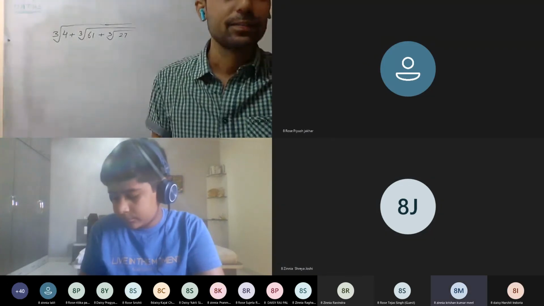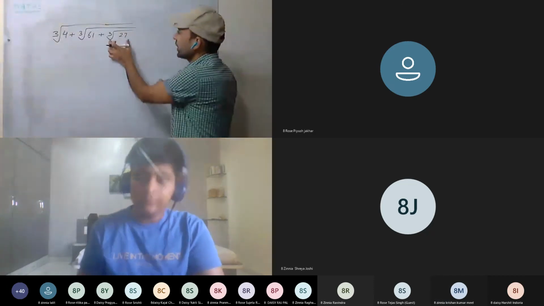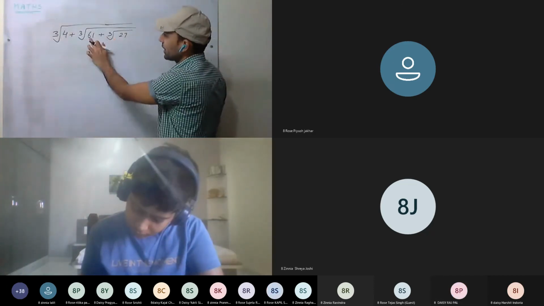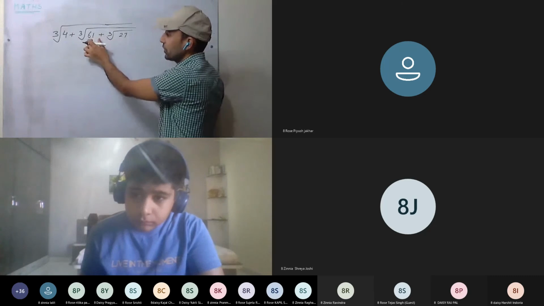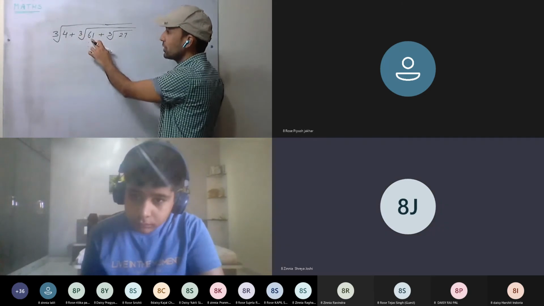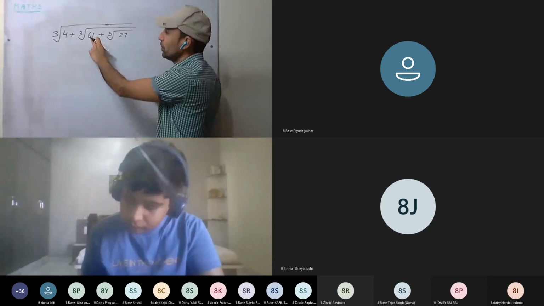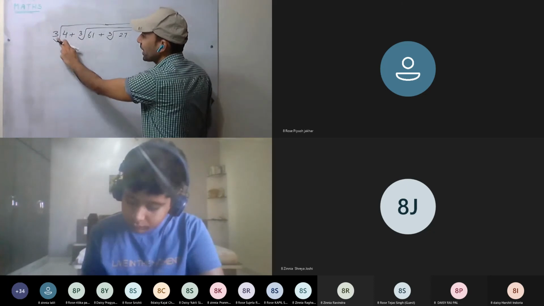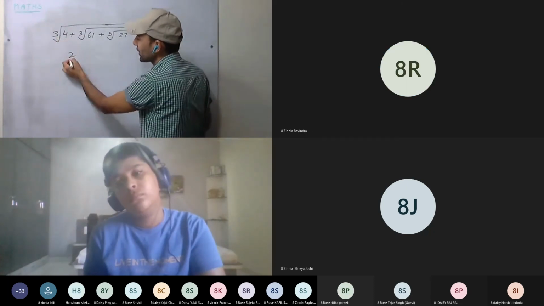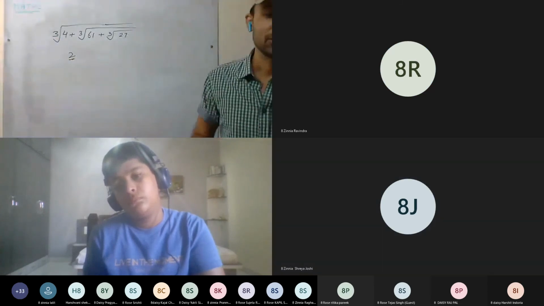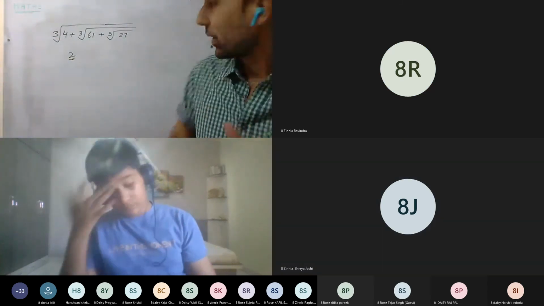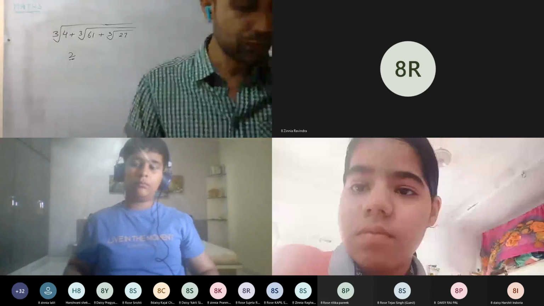So how do we do it? First, find the cube root of 27. It will be 3. Then 61 plus 3 is 64. Find the cube root of 64. So 4. 4 plus 4. Find the cube root of the small number we are getting. 2. So try to do this one. Try to complete the 4th question.